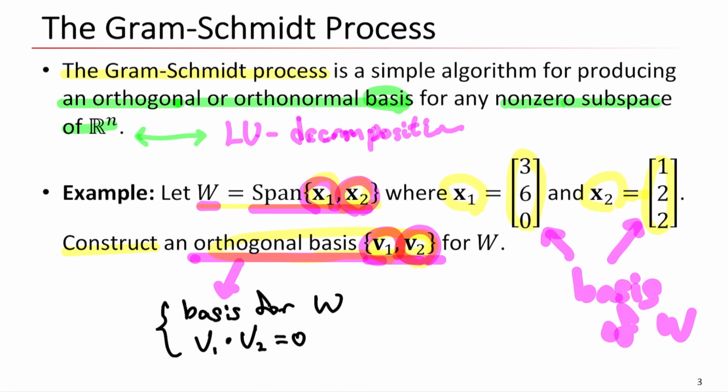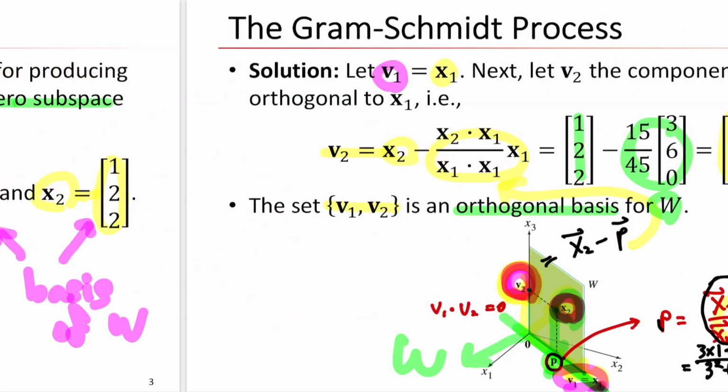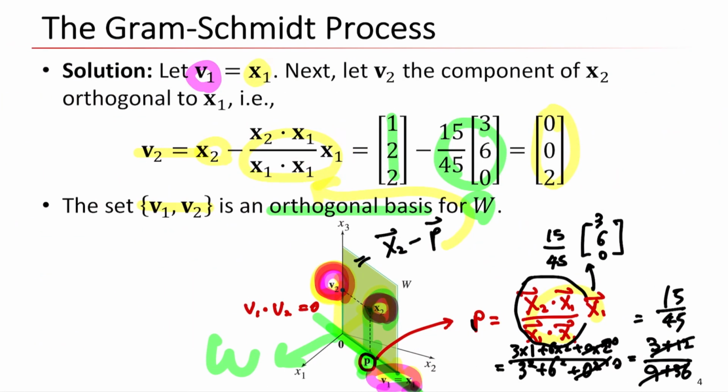Before starting, let's see an example. We have the subspace W, which is the span of x1 and x2, where x1 is something like this and x2 is something like this, and the question is to construct the orthogonal basis v1 and v2, right? To find the orthogonal basis, we follow these steps. First of all, we start from x1 itself. Let's say v1 is equal to x1, so v1 will be the starting point, and then we want to find v2, which is the component of x2 orthogonal to x1.